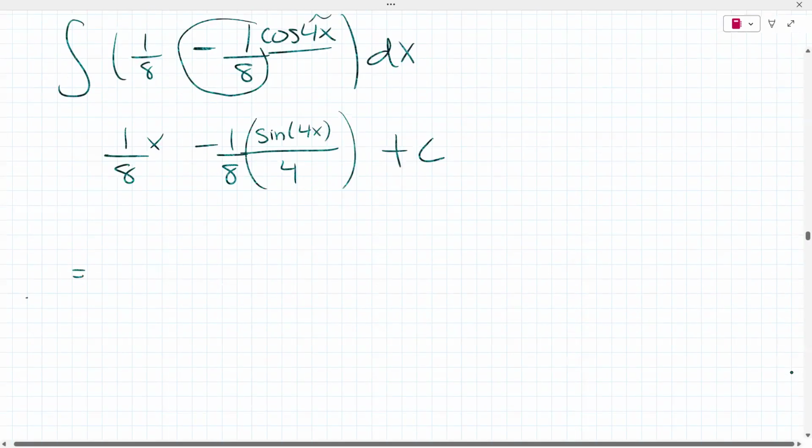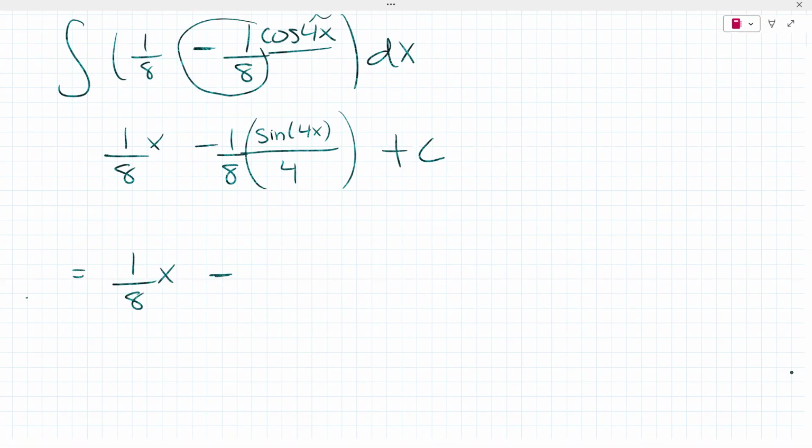When you clean that up, that's going to be 1/8 x minus 1/32 sin of 4x plus c.